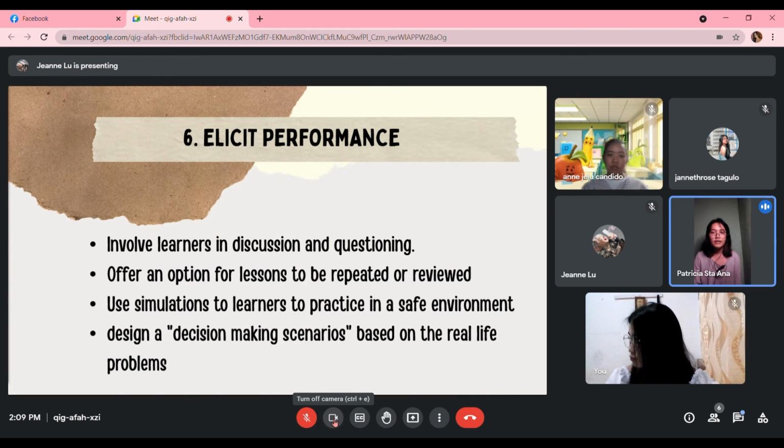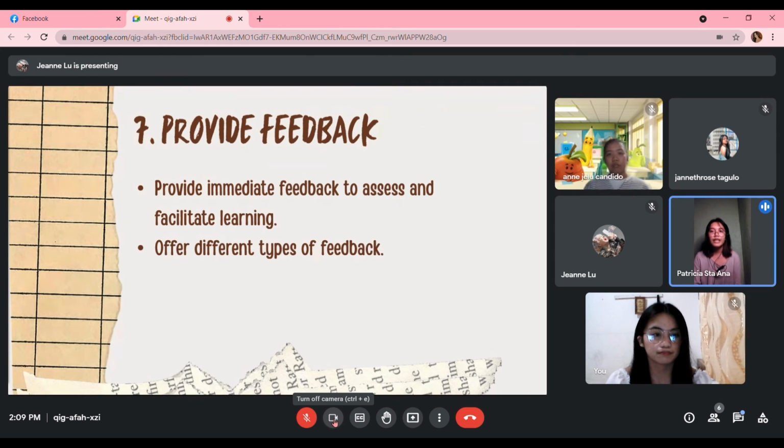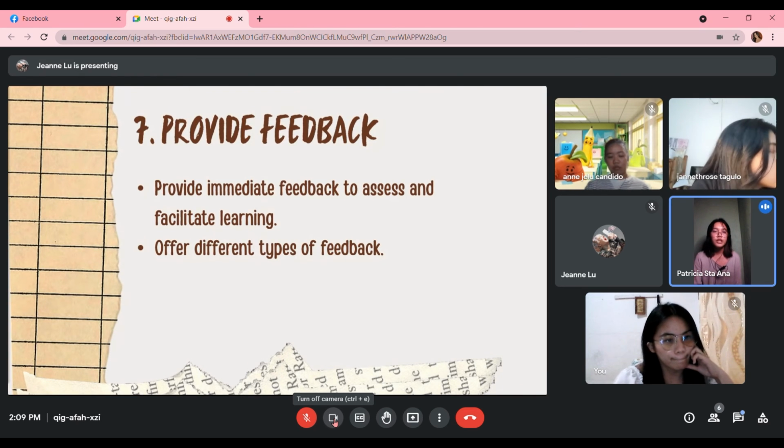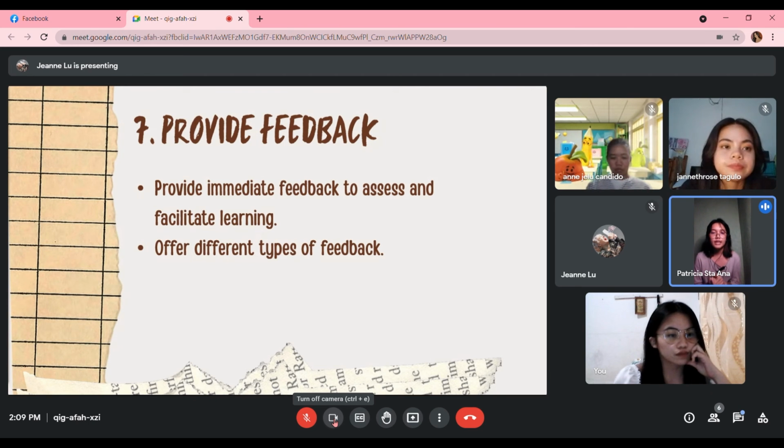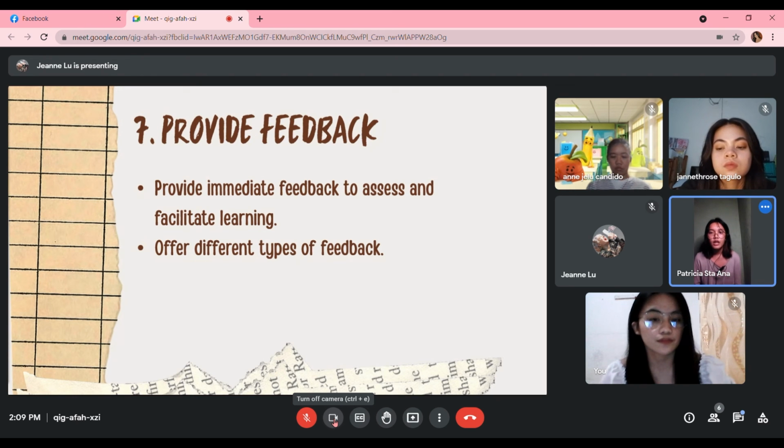So for the next event, it is providing feedback or reinforcement. So after the learner attempts to demonstrate their knowledge, provide immediate feedback on the learner's performance to assess and facilitate learning. This is also a good time to reinforce any important points. This stage helps reinforcement of a correct answer, gives guidance as to the degree of correctness of the task, or provides corrective feedback if the response or behavior is incorrect.